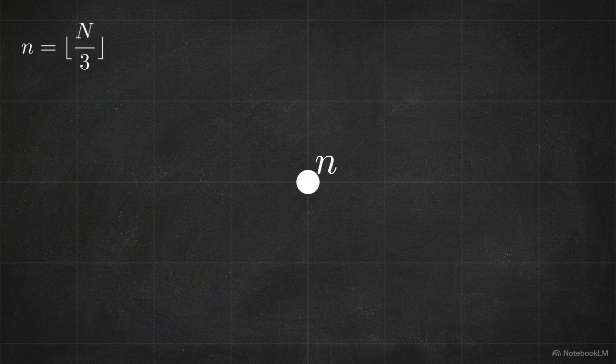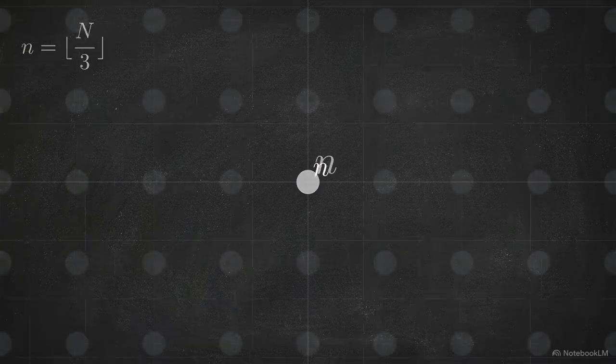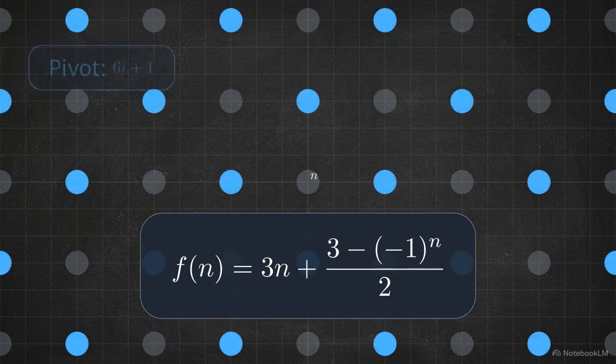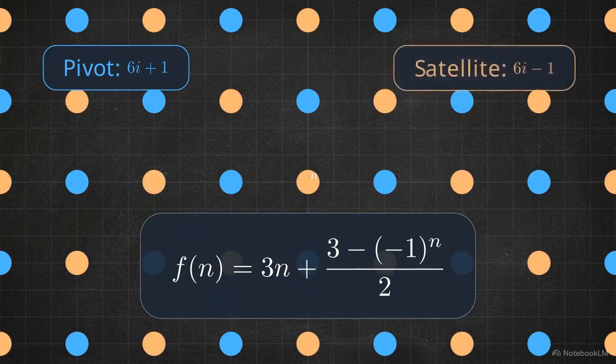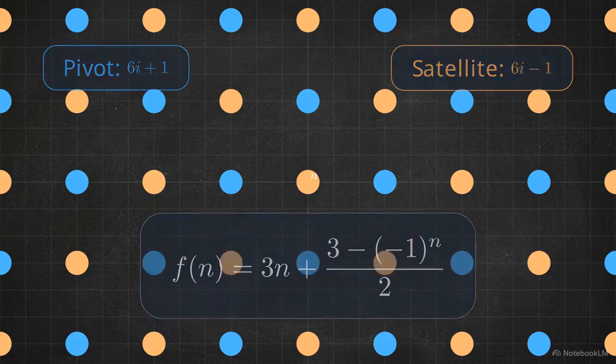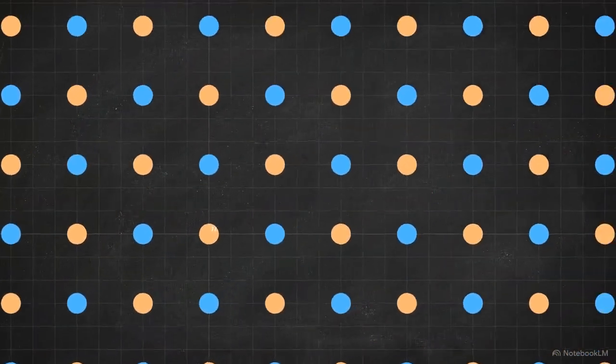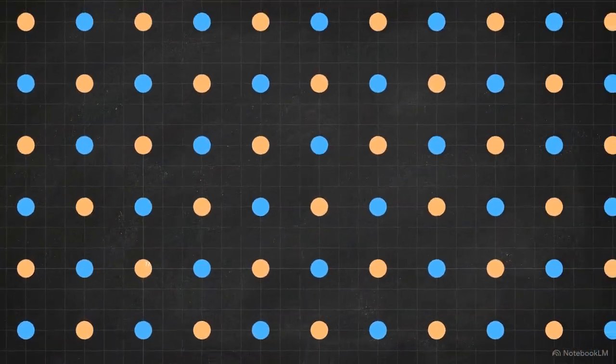The algorithm projects the semiprime into absolute space, calculating a target index n by taking n, dividing by 3, and rounding down. This target matrix is defined by the generating function F of n equals 3n plus 3 minus negative 1 to the n over 2. Within this space, even indices generate the pivot families. They form a distinct geometric cluster in the matrix. Odd indices generate the satellite families, which fill the remaining topological space.